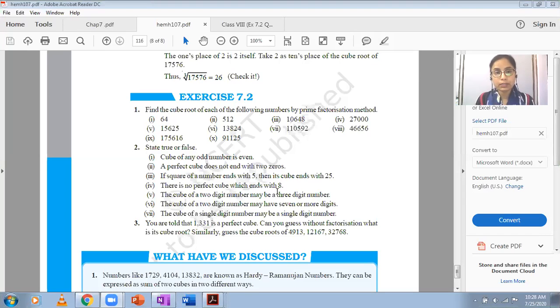So I told you to try this question from exercise 7.2. If you haven't done it, that's fine. We can do it side by side. I'll just do a few parts with you, and then the rest of the parts you can do on your own. Let's start with the last part, because I think the first few are very small values. You can easily prime factorize. So I'll just start with the last part over here.